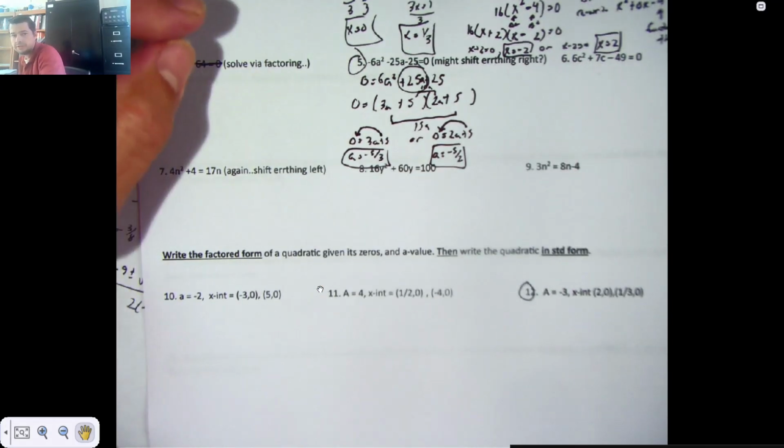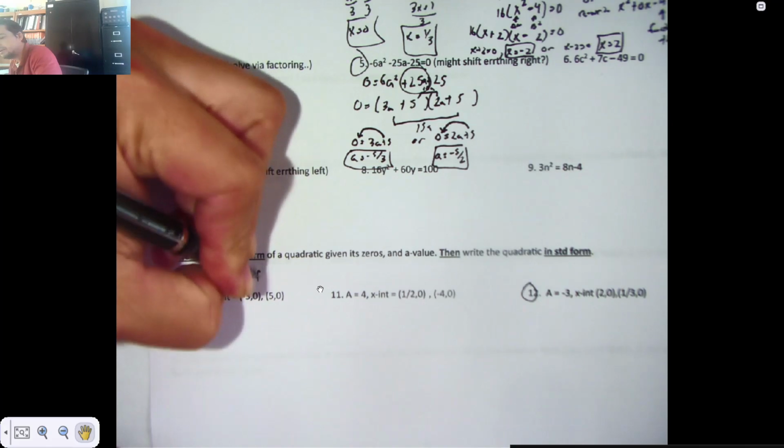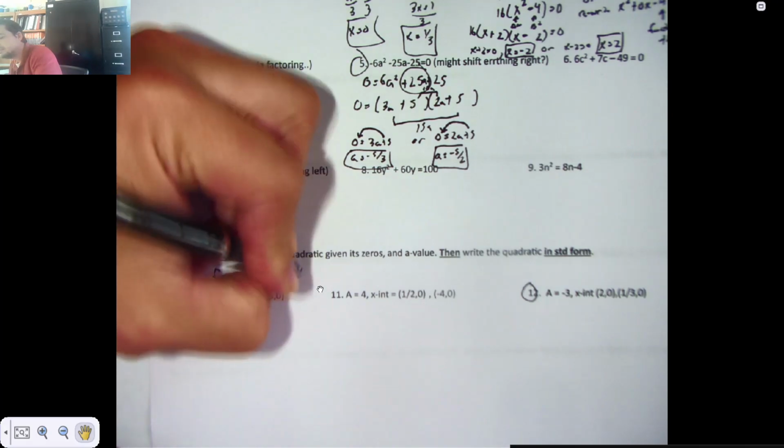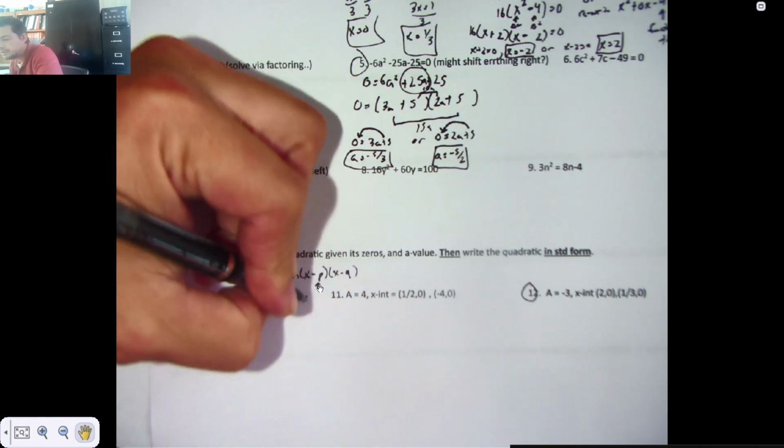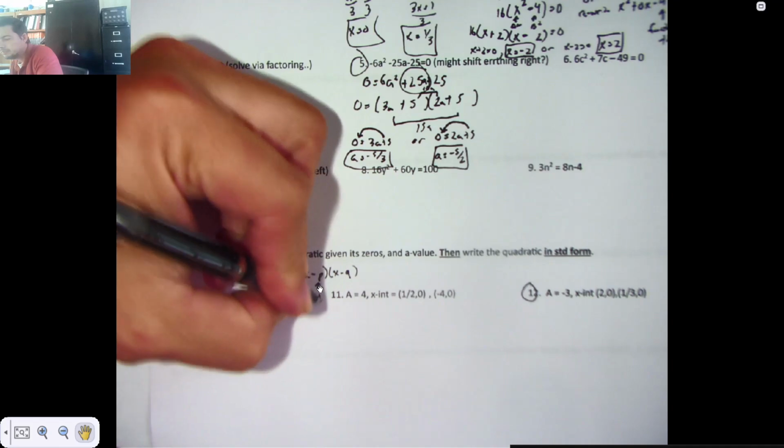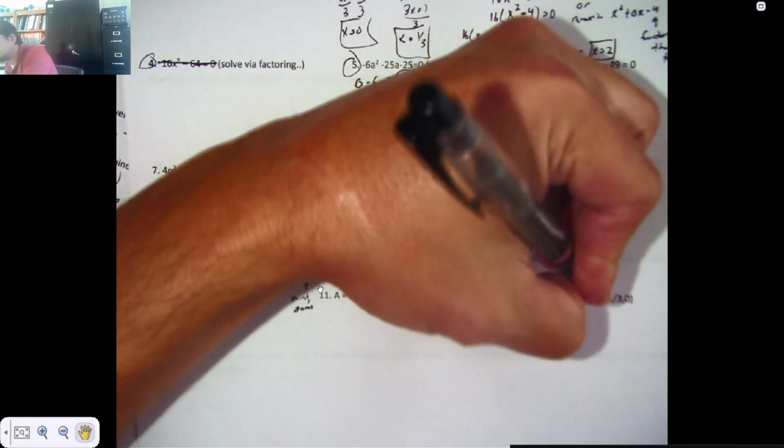All right, I'll do 12. You're supposed to write the factored form of a quadratic given its zeros and an a value. And the form here that you're using is f of x or y equals, who cares, a times x minus p times x minus q, where these are your x-intercepts or zeros, roots, whatever. Okay? So this will be p, this will be q. And I gave you a.